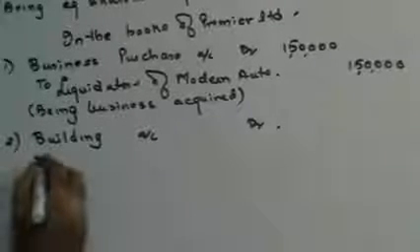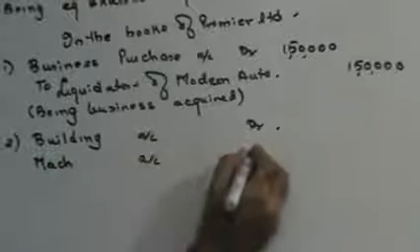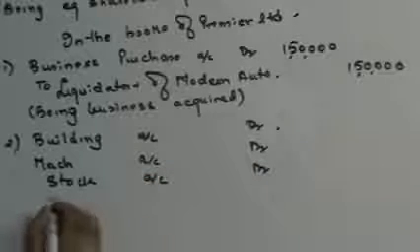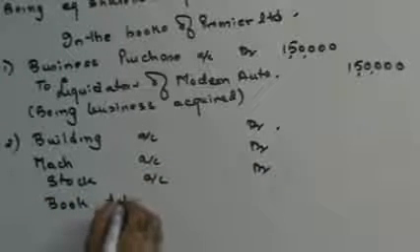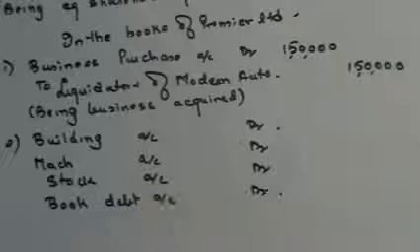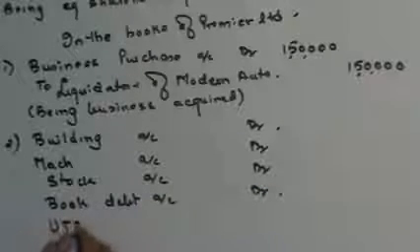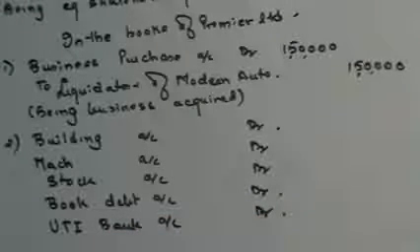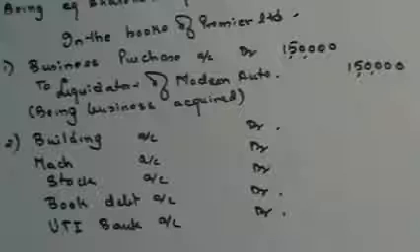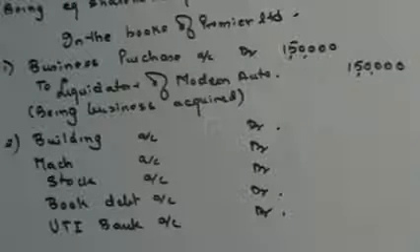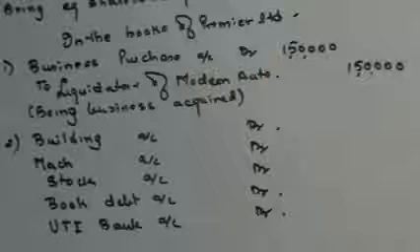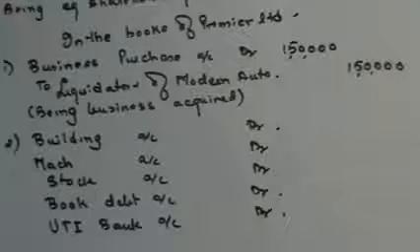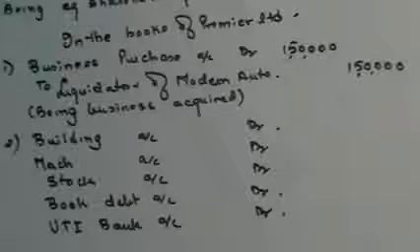Building account, machinery account, stock account, book debts, and then you have UTI bank. Leave a line for the liabilities that you are taking. 6% debentures of Modern Auto, to creditors, to business purchase.